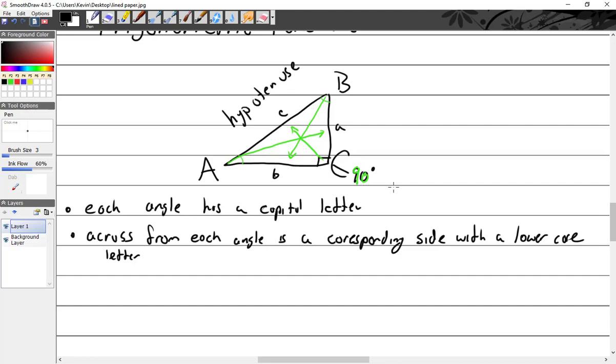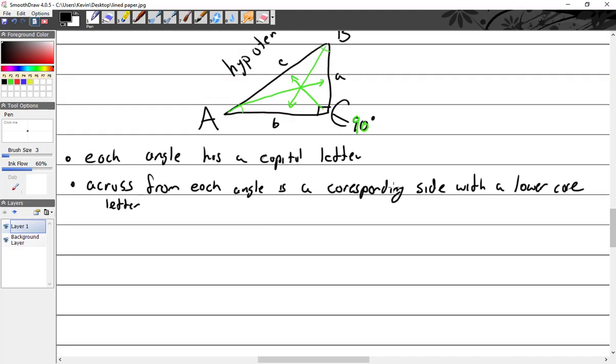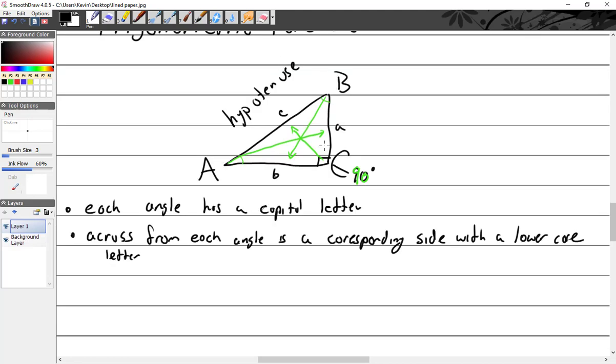Wouldn't the little b be the hypotenuse? Nope, little b does not become the hypotenuse. The hypotenuse is C, no matter what. It's always across from the right angle. It's this line here. All right.